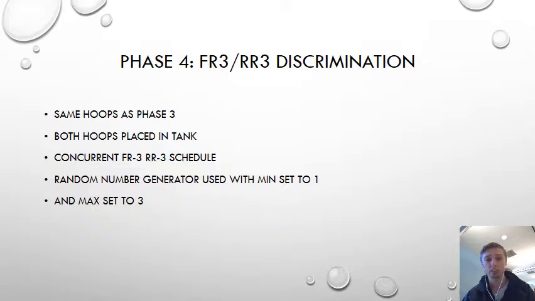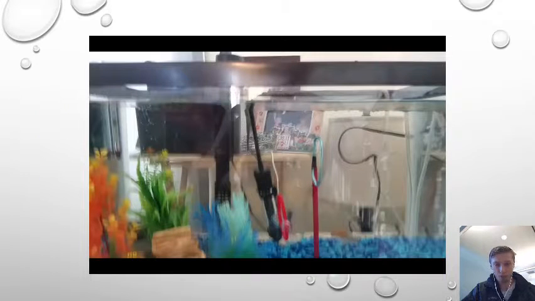I used the random number generator from Google. Just set the min to 1, max to 3. And then anytime he contacted the random ratio reinforcer, I started the number generator again. Any swims through the red hoop at this point didn't reset the random number generator. So here's our final response video. This is after he's been through both of these quite a bit.